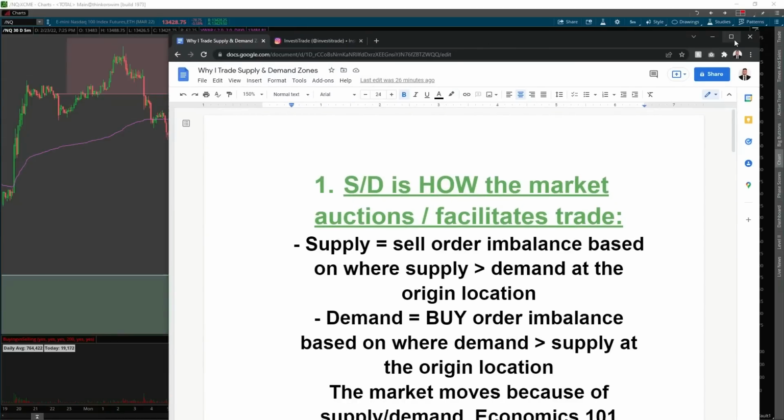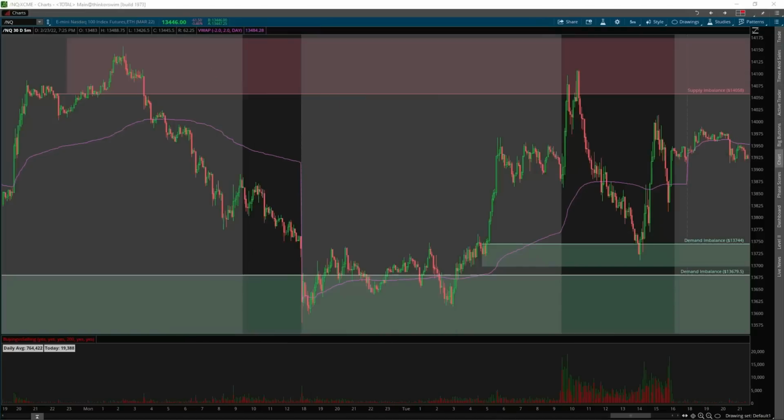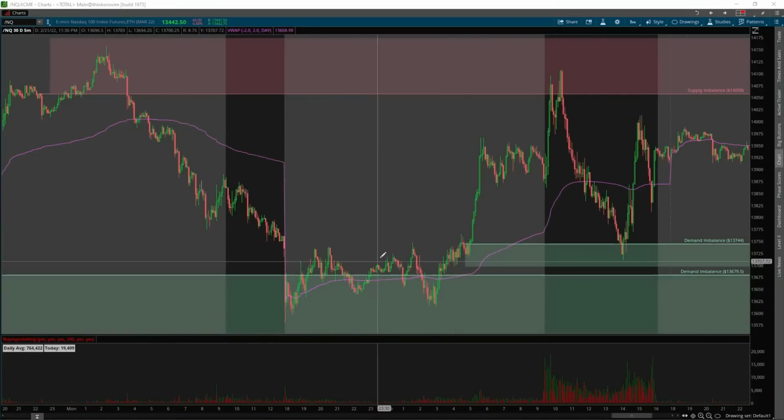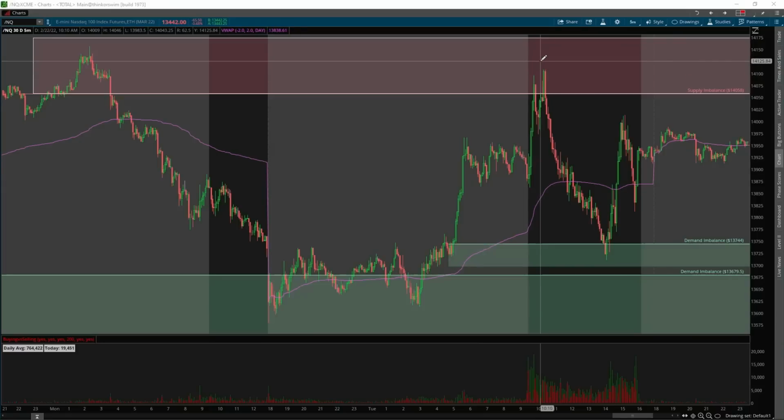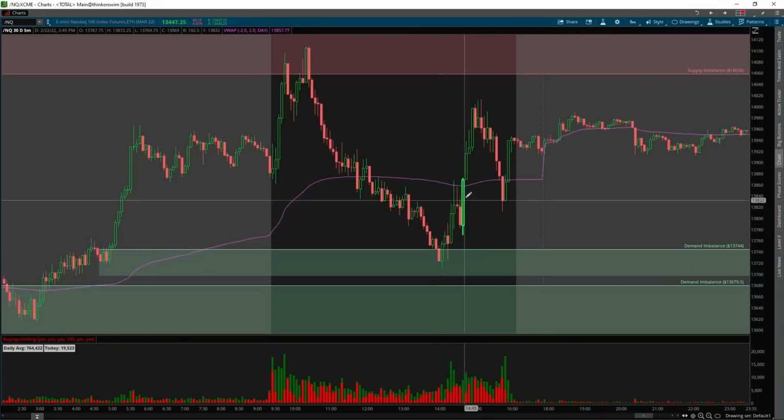The same thing for the demand side. Demand equals a buy order imbalance based on where demand exceeded supply at the origin location. And this is where we're potentially looking to be bullish on the market. In this case, we had a demand order imbalance down here. The market sold off from that supply zone, hit that demand zone, and rallied towards the end of the day.